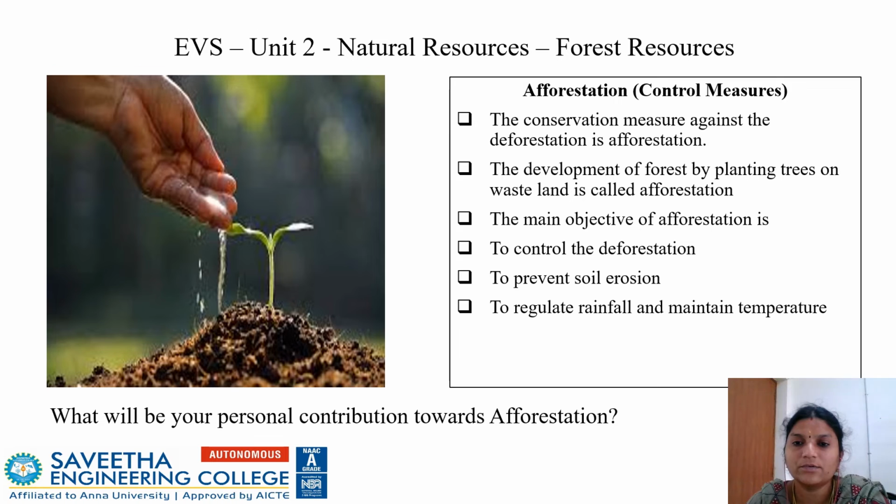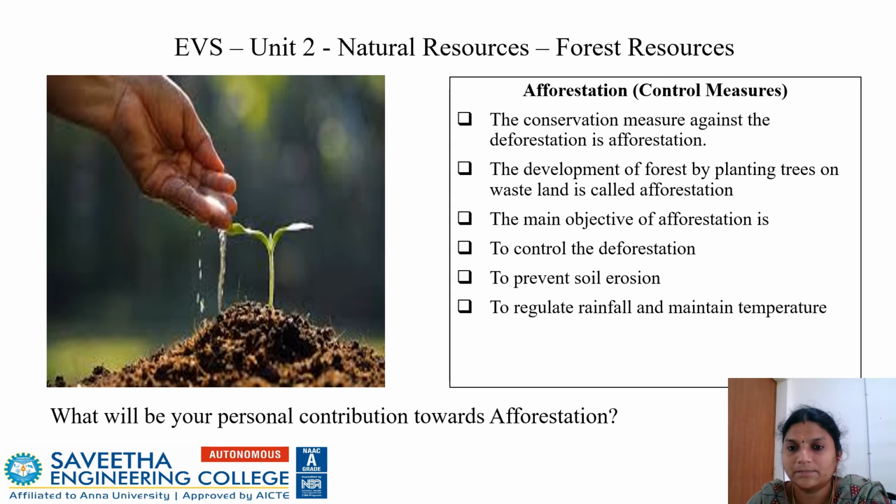In order to conserve our forest resources, we are forced to move towards afforestation activities. The development of forest by planting trees on wasteland is called afforestation. The main objectives of afforestation are to control deforestation activities, to prevent soil erosion, to regulate rainfall, and to maintain temperature.